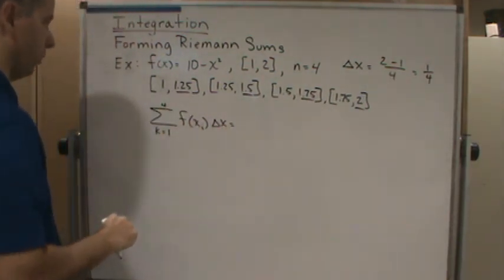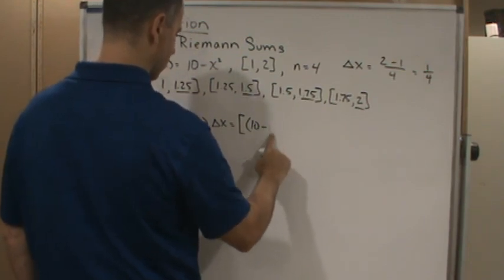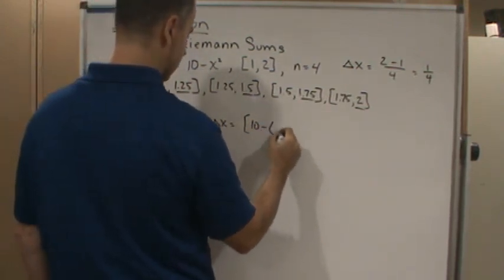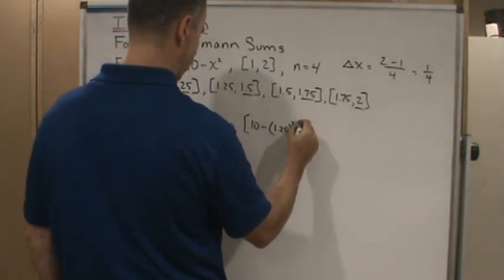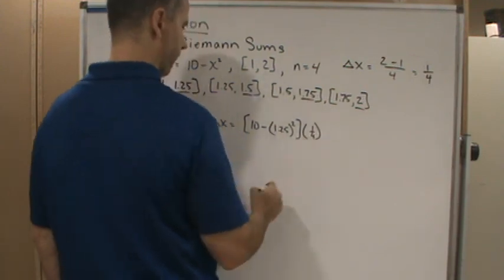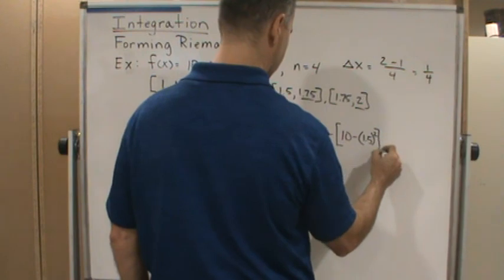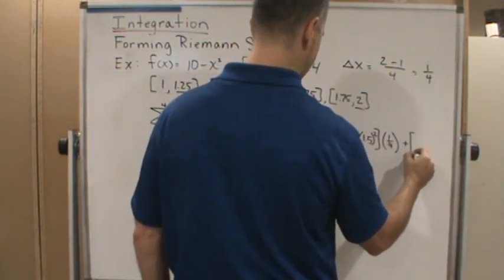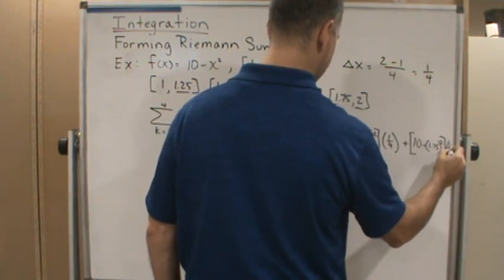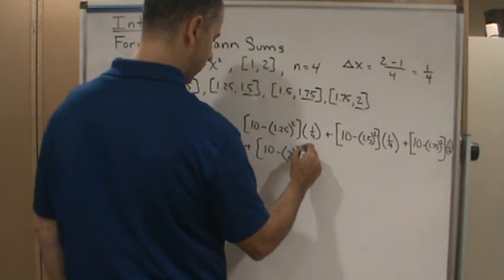So if I put in 1.25, this is going to be equal to 10 minus 1.25 squared times 1/4, plus 10 minus 1.5 squared times 1/4, plus 10 minus 1.75 squared times 1/4, plus 10 minus 2 squared times 1/4.